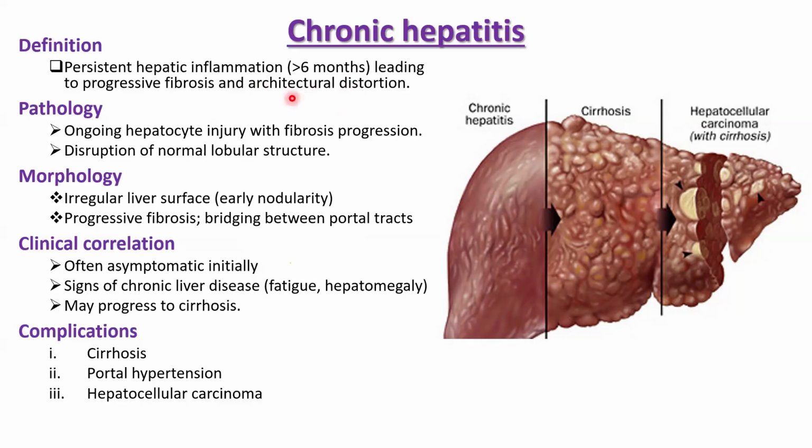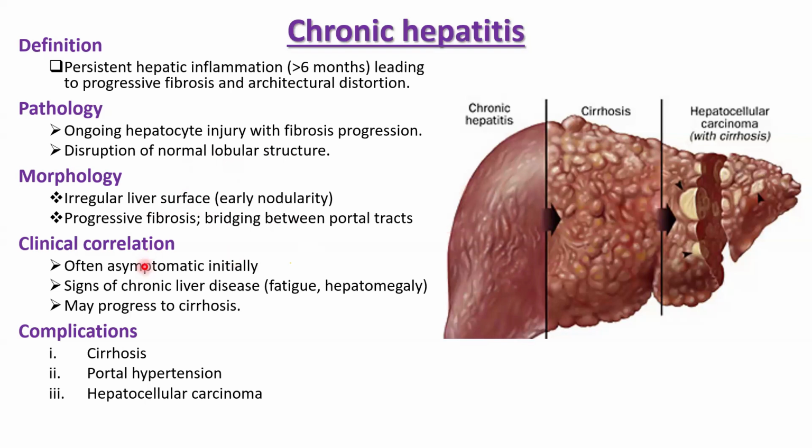So what is the pathology in chronic hepatitis? We've mentioned there is damage to the liver cells, which are hepatocytes. Due to chronic hepatitis, there is continuous inflammation, continuous hepatic injury with fibrosis progression and disruption of normal lobular structure. What is the morphology? Irregular liver surface. As you can see, you have an irregular liver surface, and progressive fibrosis that is found in the portal triad, as I showed earlier.